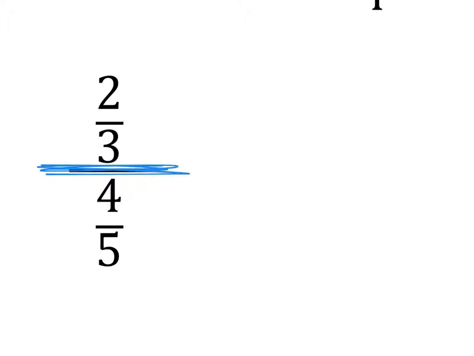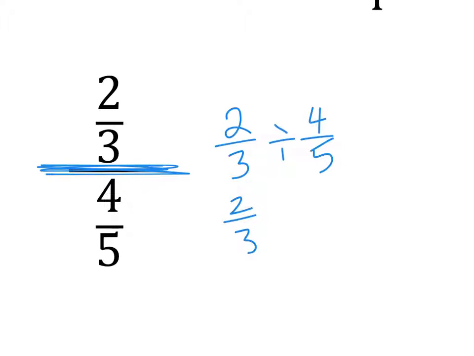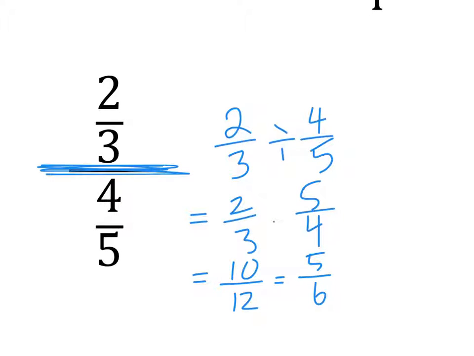Okay, 2/3 divided by 4/5, just write it out. And then we know that when we divide by a fraction, we multiply by the reciprocal. So this is 10/12 or 5/6.